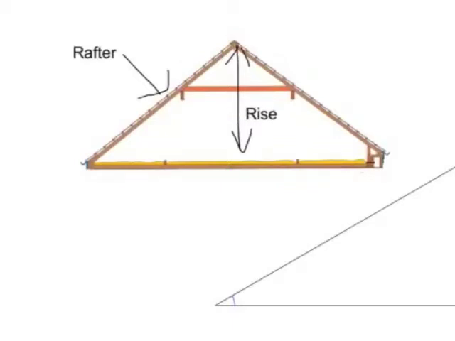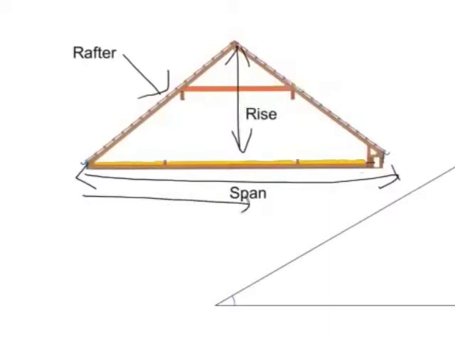The distance all the way across the bottom, from there to there, that's called the span. And the distance halfway across the bottom, so just from there to there, that distance is called the run of the rafter, or simply the run.